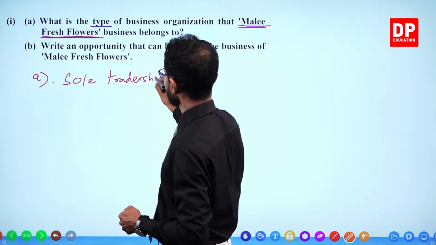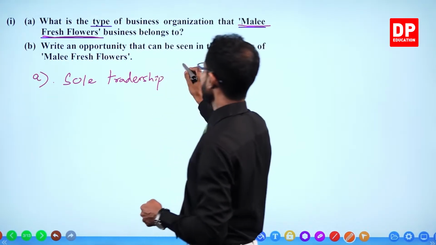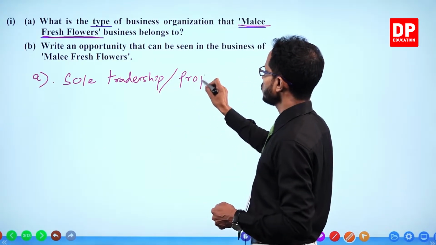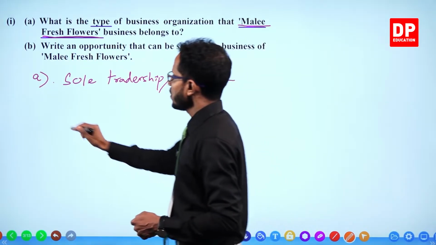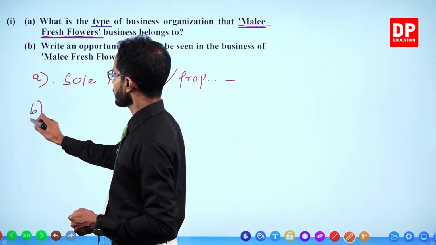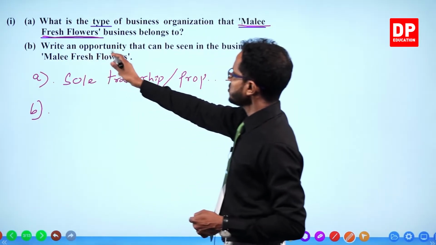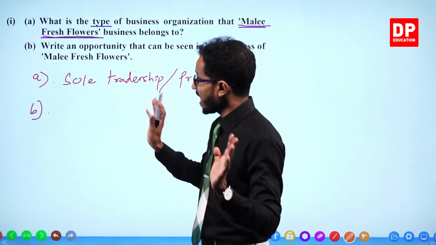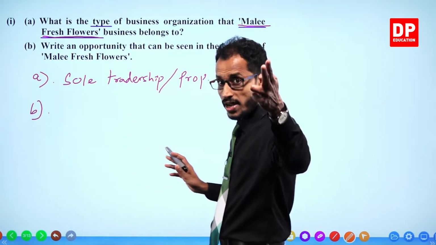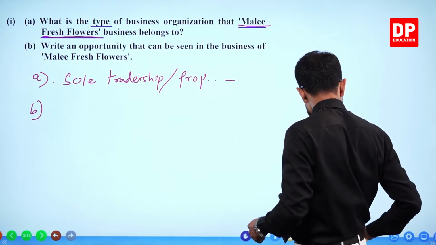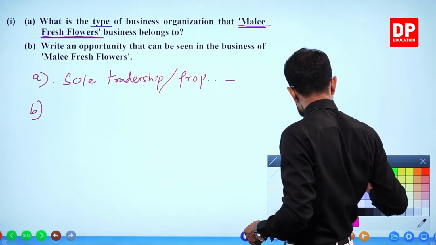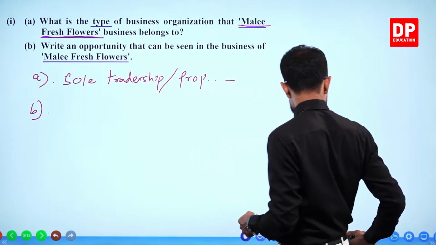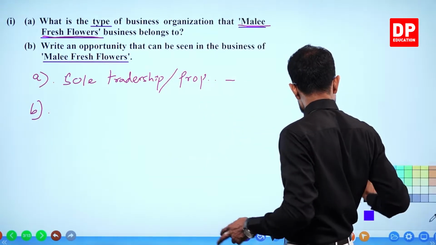Let's go to part B quickly. You can write proprietorship also. No problem. Write an opportunity that can be seen in the business of Mali Fresh Flowers. Again, Mali Fresh Flowers. Don't get confused between these two. Not Saman Mali, it's Mali Fresh Flowers.